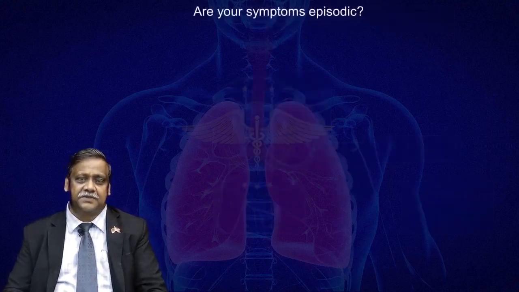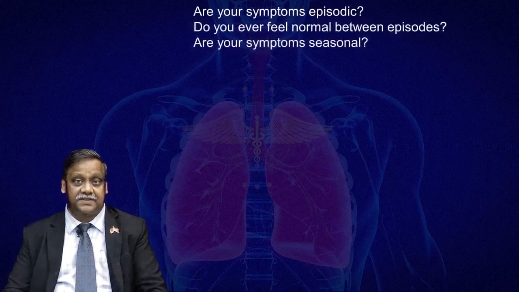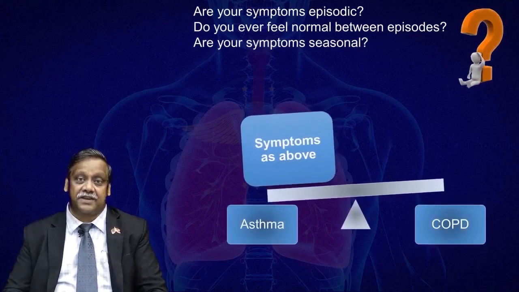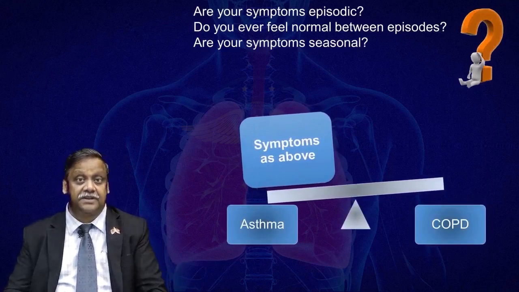Are your symptoms episodic? Do you ever feel normal between episodes? And are your symptoms particularly seasonal? Very important question to ask. Because if the answer to this is yes, then the diagnosis goes more in favor of asthma. So cough that is episodic, cough that is there all the time but with periods of normalcy in between, and a cough that is associated with seasonal changes is strongly indicative of underlying asthma.